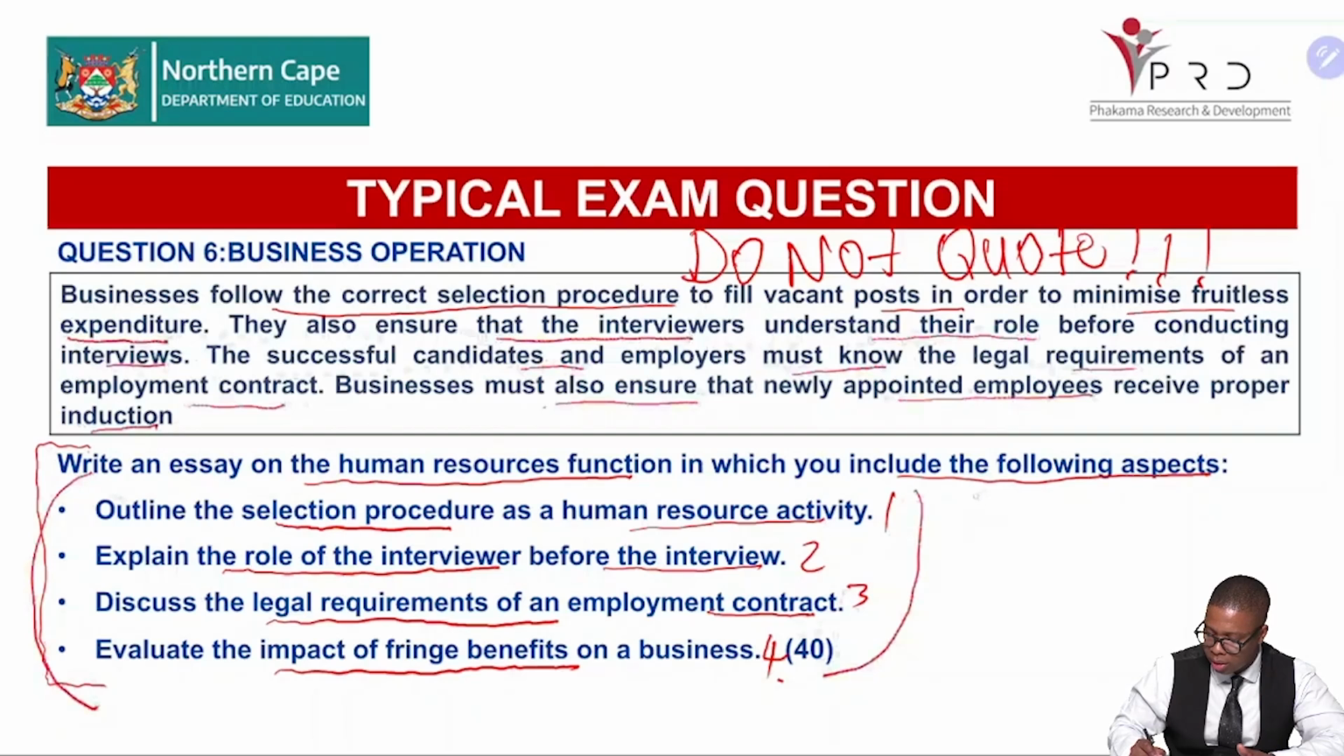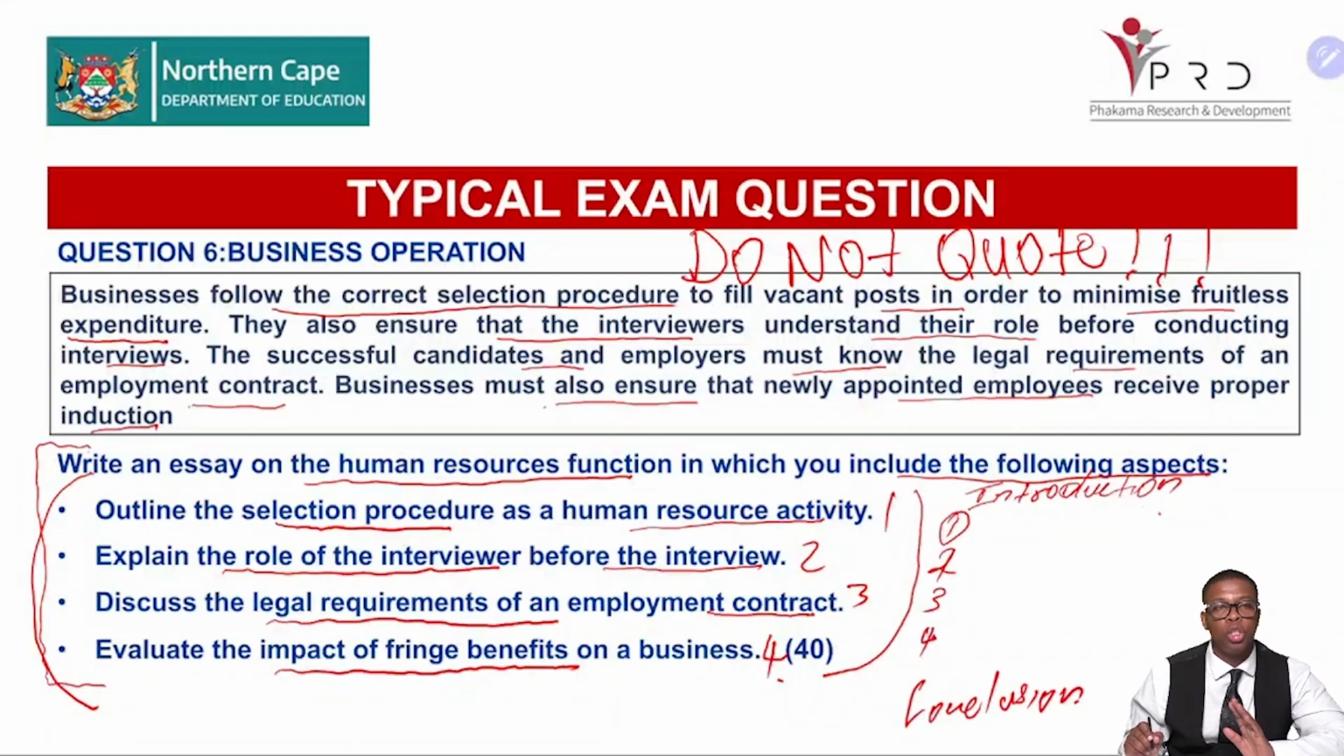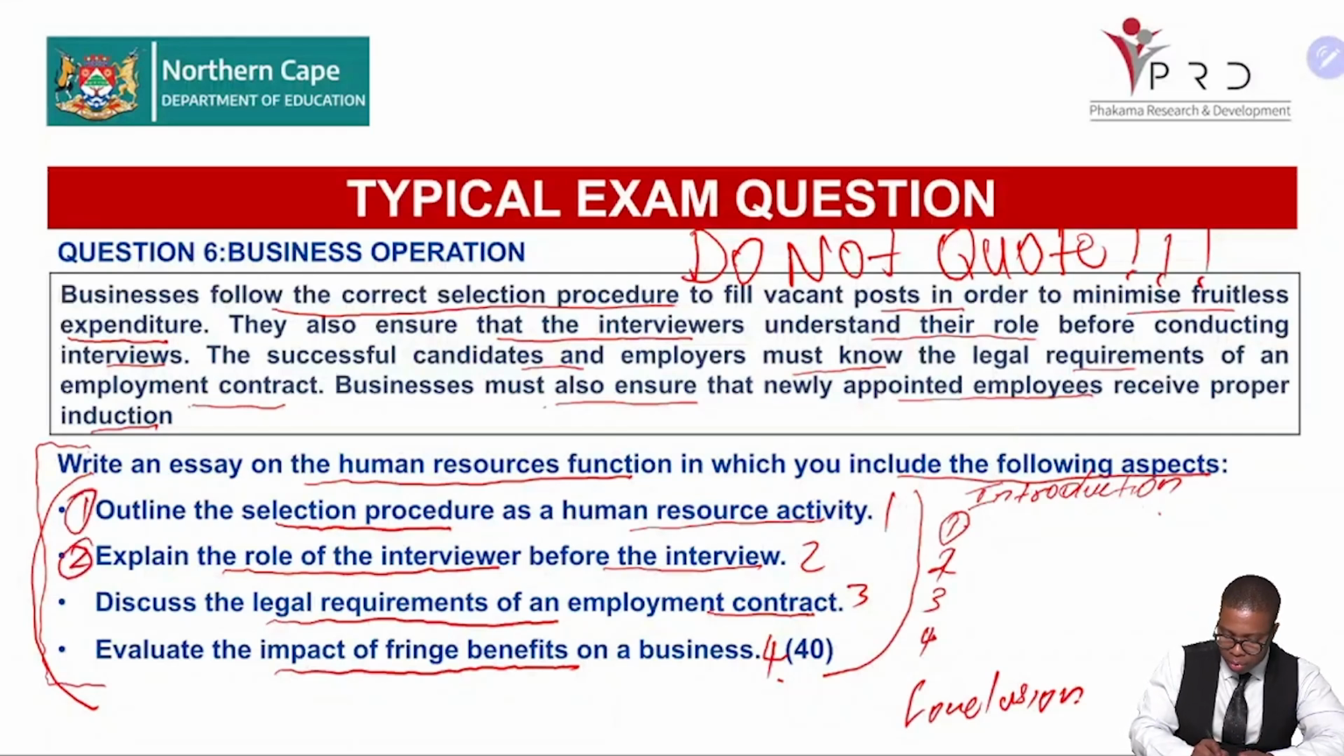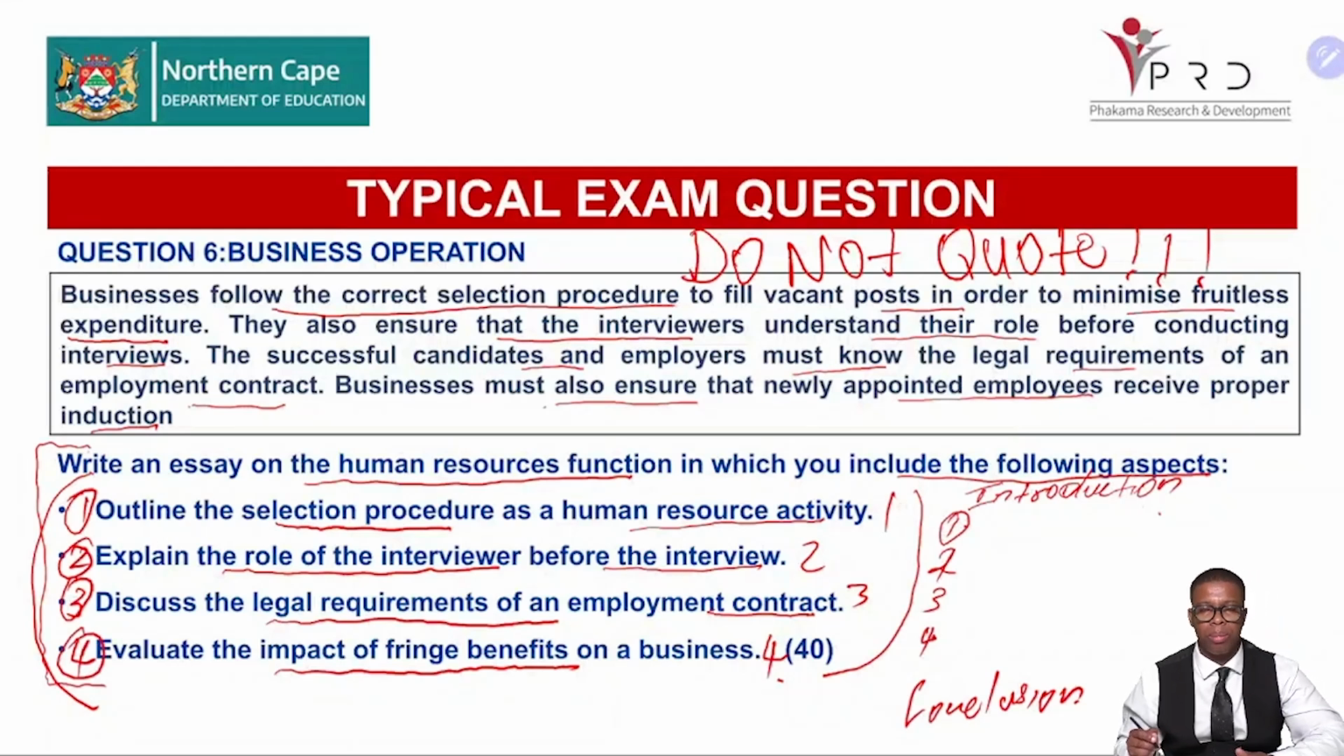However, remember the structure of your essay should have an introduction, the first sub-question, the second, the third, the fourth, and a conclusion. Do not write the word body. We don't want to see the word body in your essay. We will know from the first, second, third, and fourth sub-questions that this is the body of the essay.